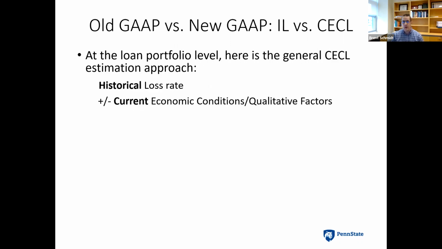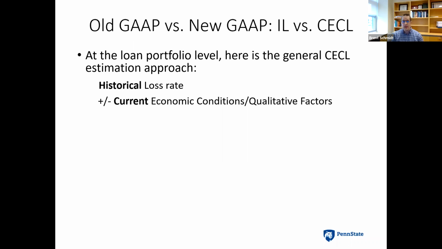What I have on the screen now is the basic approach that we would take to estimate credit losses for a pool of loans under the incurred loss model. Generally speaking, we would use the historical loss rates on that pool of loans, and then we may make some adjustments for current economic conditions and other qualitative factors. But the key idea here is this information is either based on current information as of the balance sheet date or historical information, but we weren't really allowed to use forward-looking information in coming up with our estimate of credit losses.